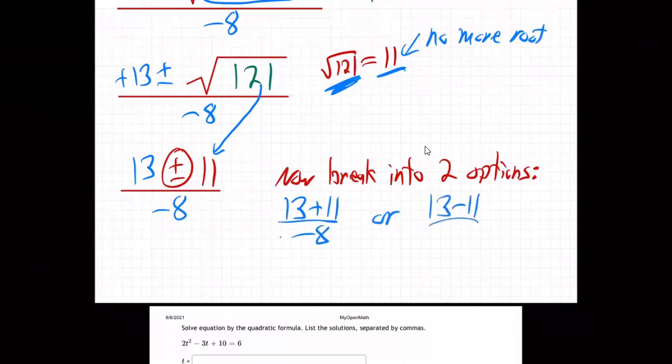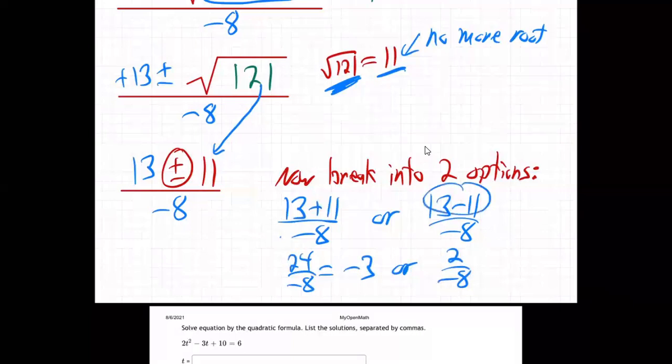I probably totally confused you guys. Sorry about that. Does everybody see that? I don't know why I made that a negative 13. That's a regular 13, not a negative 13. And then you do the plus or minus. And so what will that become? That'll become 24 over negative 8, which is negative 3. And that'll become 2 over -8, right? 13 minus 11 is 2. And then you got to reduce that, divide top and bottom by 2. It's -1/4. And that negative on the bottom, you can just put in the front. It doesn't matter. -1/4. So there are the two answers.